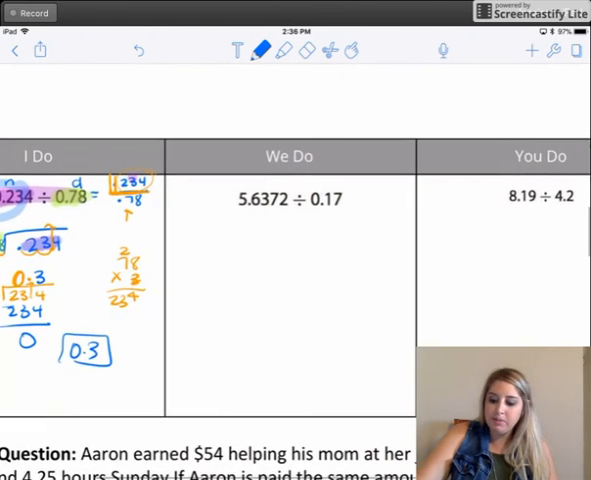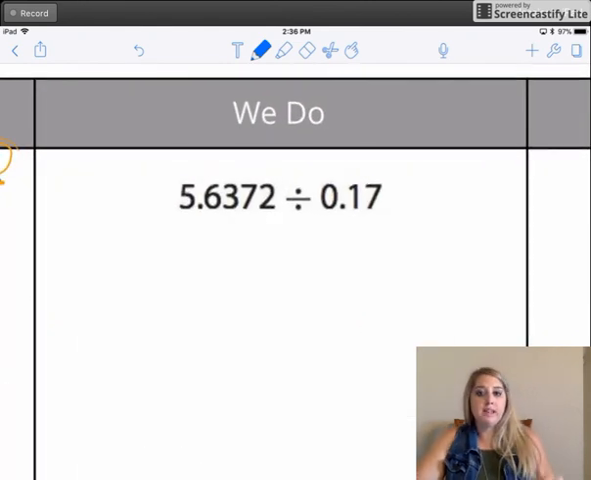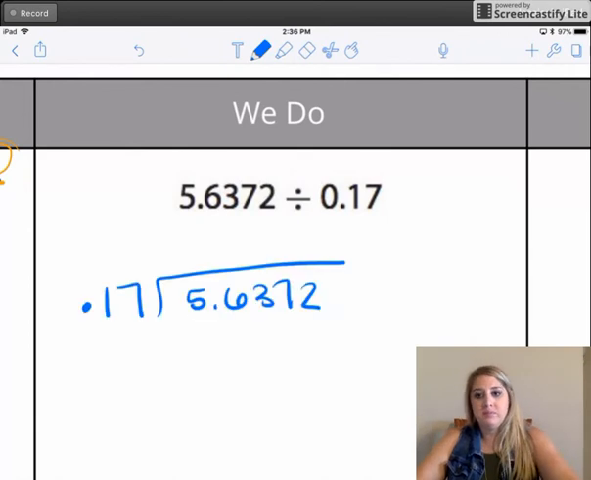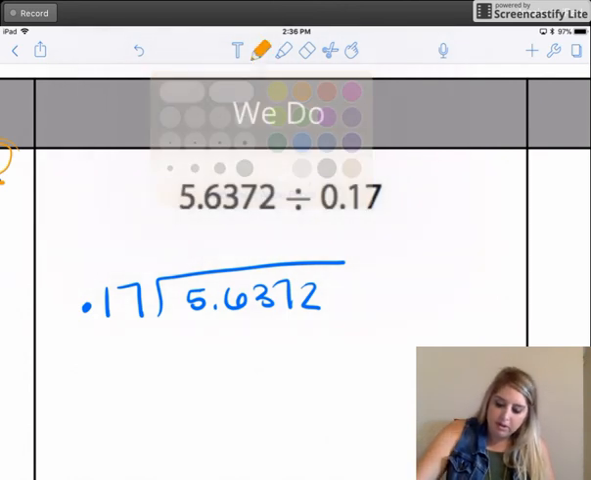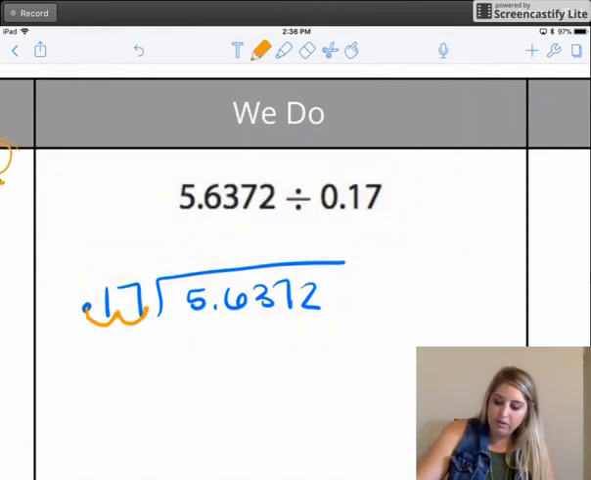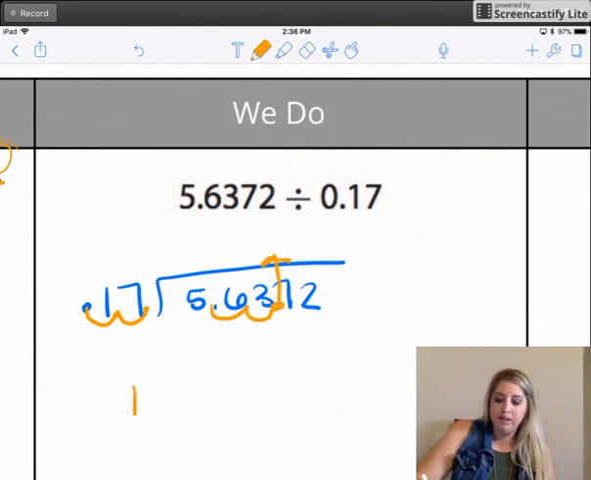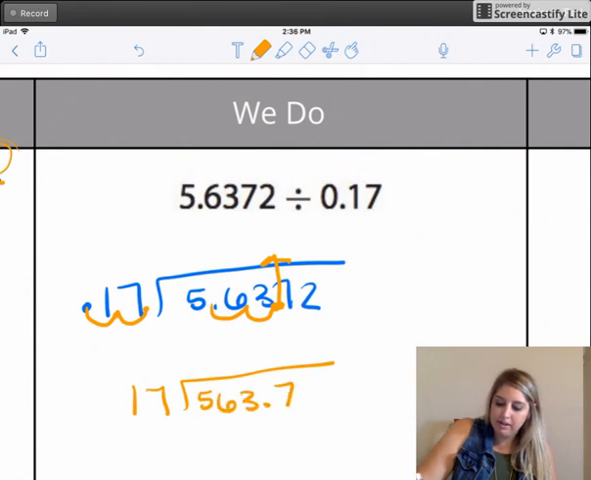All right, on the we do part, I want you to try to set it up. So pause your video and set it up and see if we can match. Okay, hopefully yours matched like this. Good. Now we've got to scoop. So scoop it over 2, scoop it over 2, and rocket it up. So my new problem is 17 divided by 563.72. Rocket that straight up.